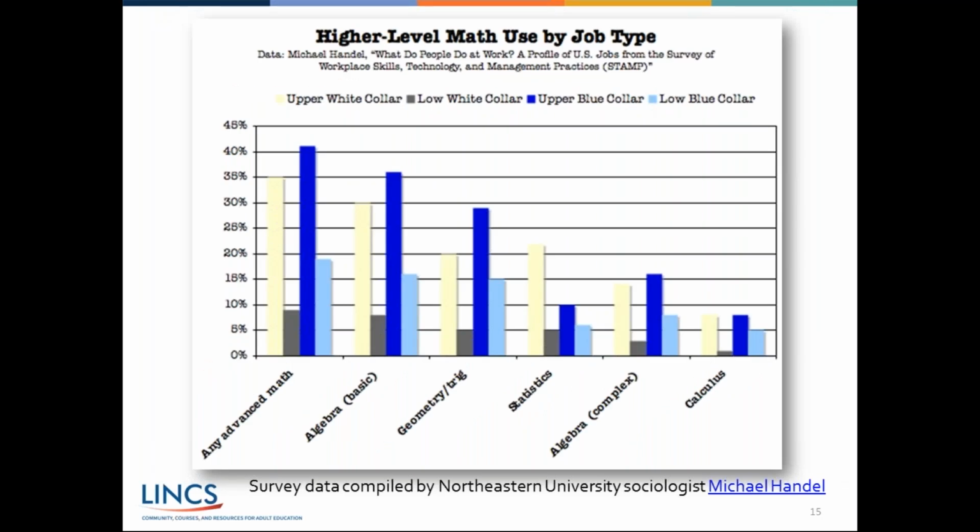Okay, then we look at another chart, higher level math used by job type. And you can look at it as upper white collar, low white collar, upper blue collar, low blue collar, and of course the color coding will lead you through that. And at the bottom, you have the types of math used. Once again, proving the skills most needed in the workplace.